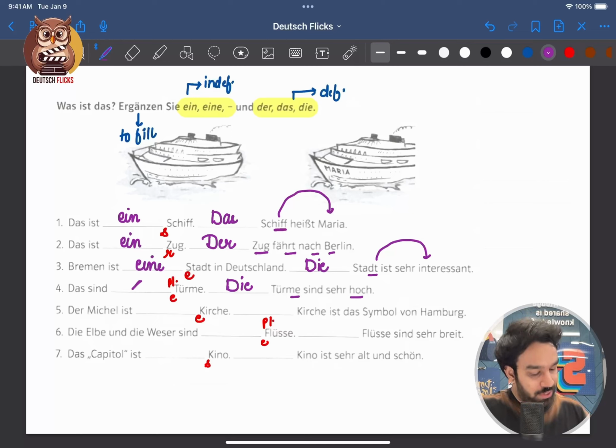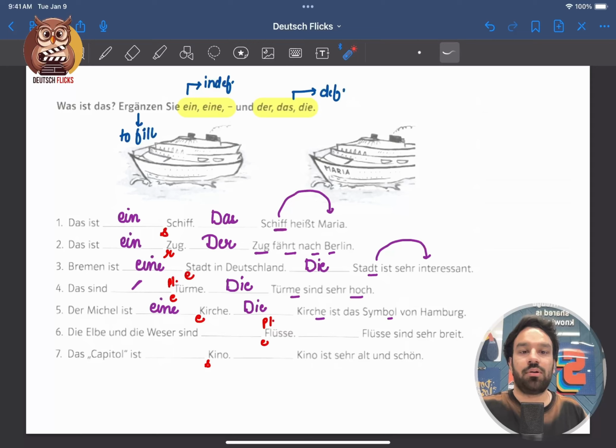Nummer 5. Der Michel ist eine Kirche. The Michel is a church. Now, the church is the symbol of Hamburg. So we are getting some additional info. So we'll say, die Kirche ist das Symbol von Hamburg. The thing is, guys, we have defined that the Michel is a church, but now we are talking about this church only. Hence, we are using the, or in German, die Kirche. Die Kirche ist das Symbol von Hamburg.